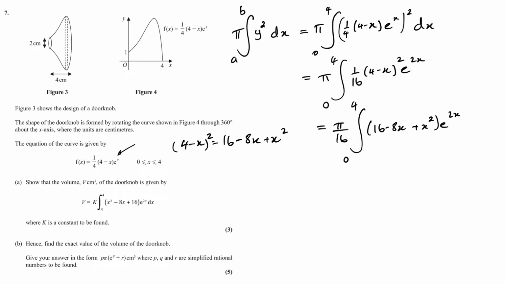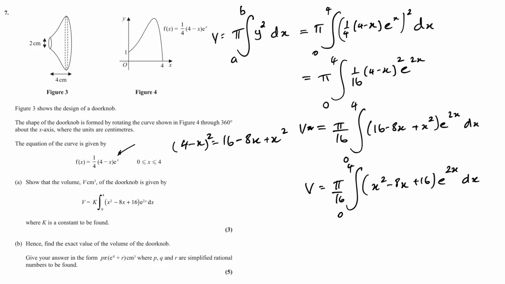My apologies. I hadn't fully read the question there. Seems that we actually stop at this point. So V equals pi by 16 integral between 4 and 0, and it's x squared minus 8x plus 16 multiplied by e to the 2x dx. Pop those dx's in there. Where k is the constant to be found, so k is just this pi by 16, isn't it?